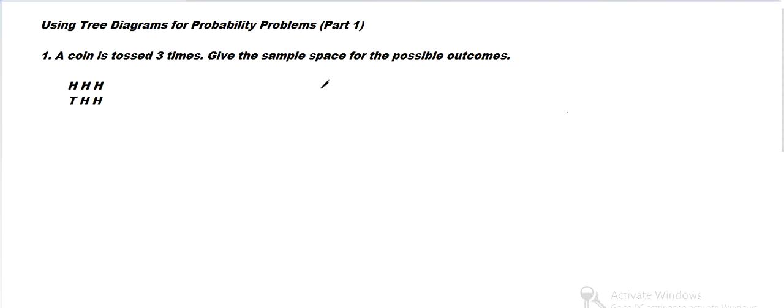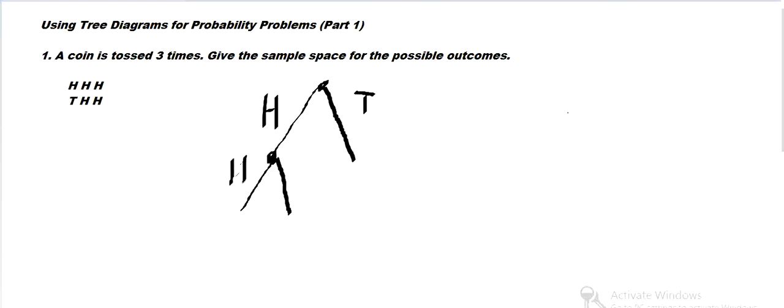You can use a tree diagram to represent it. The very top is the start, and it's branching downwards. We've got a coin toss, so that's 2 possibilities, heads or tails. That's the first toss. It could be heads or tails. Then for each of those, if we get heads, we end up here. Then we toss again, and we can get either heads or tails.